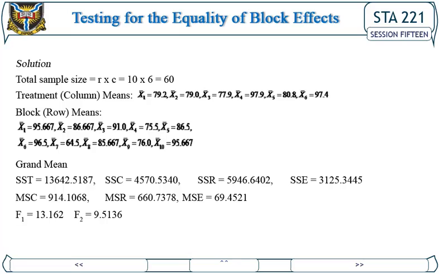Treatment column means are 79.2, 79.0, 77.9, 97.9, 80.0, 97.4. Block row means are 95.667, 86.667, 91.0, 75.5, 86.5, 96.5, 64.5, 85.667, 76.0, 95.667. Grand mean is equal to 85.367.